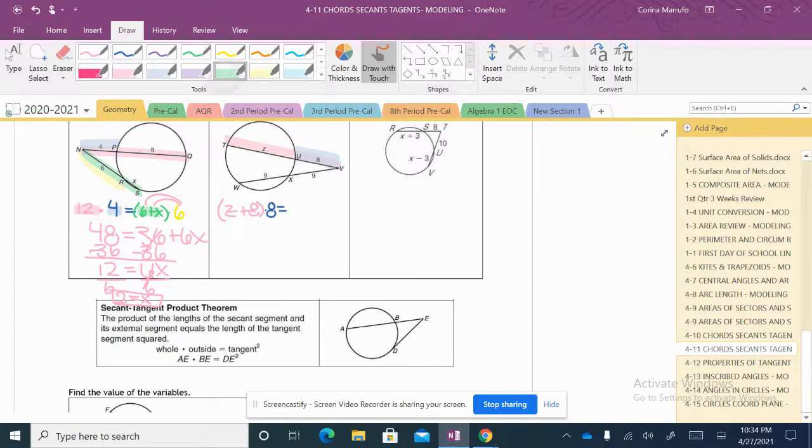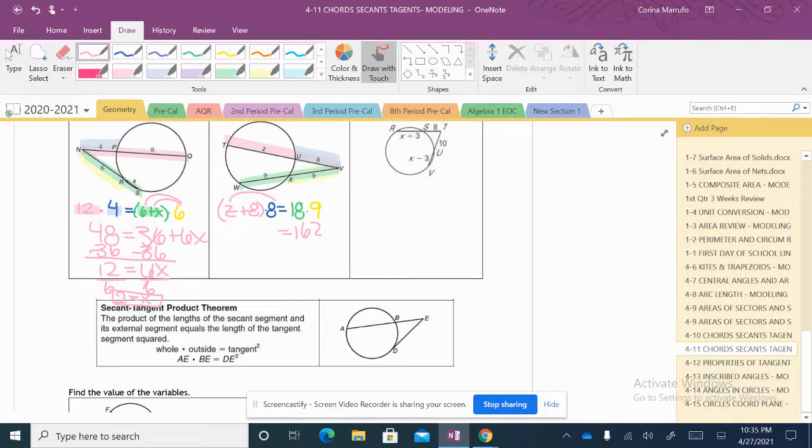Equals. And we use the other side. So this whole thing from here to here is 9 plus 9, which is 18. And we multiply it times just the outside part, the part that's outside the circle, which in this case is 9. So in my calculator, I'm going to go ahead and do 18 times 9. That gives me 162.